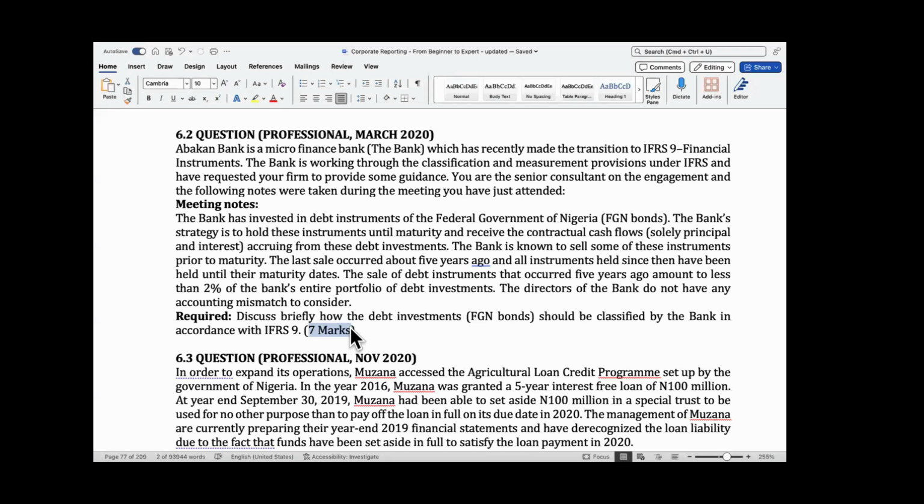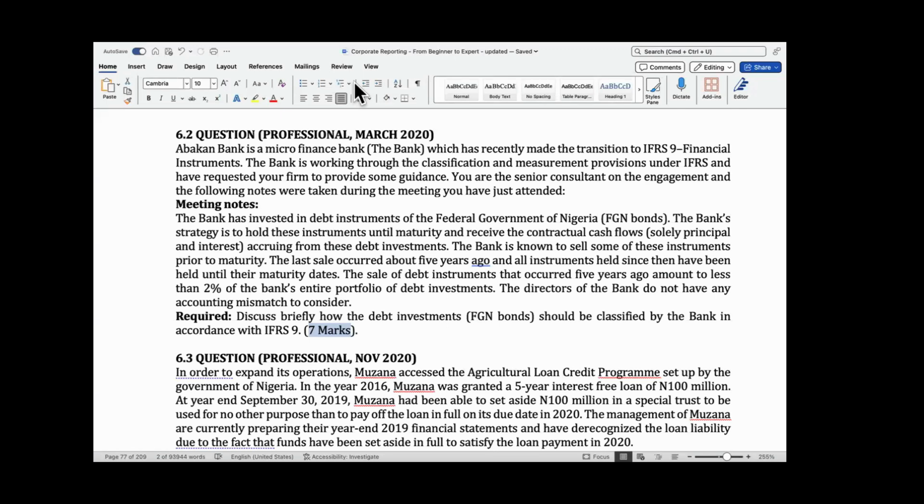We go to the next paragraph. You classify at fair value through OCI where the business model is to collect interest and principal and also to sell. And of course, there has to be a contract that states that you collect interest and principal. Then you state that fair value through P&L is the default classification. That's the first thing you need to do. That's why they allotted 7 marks.